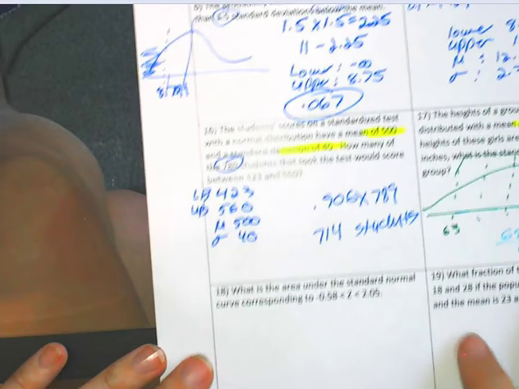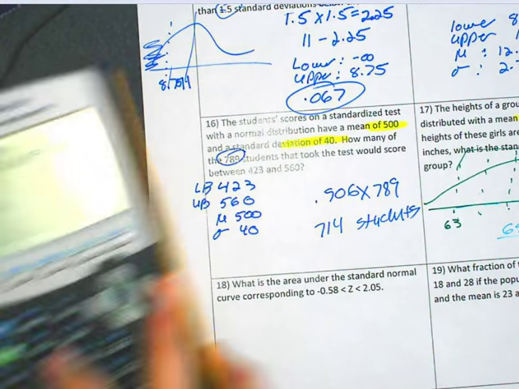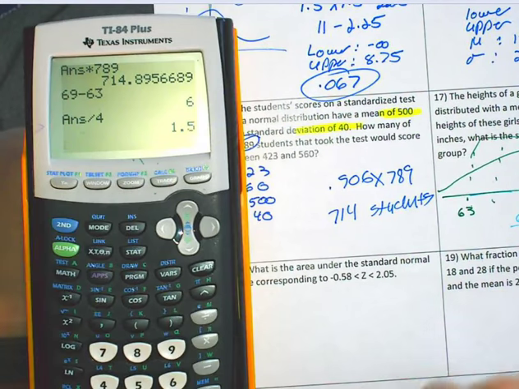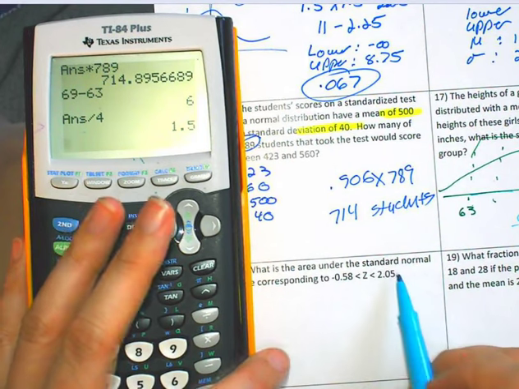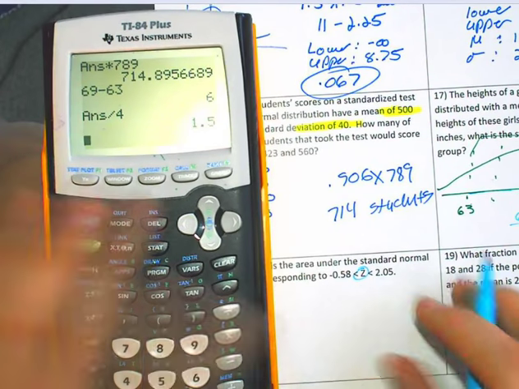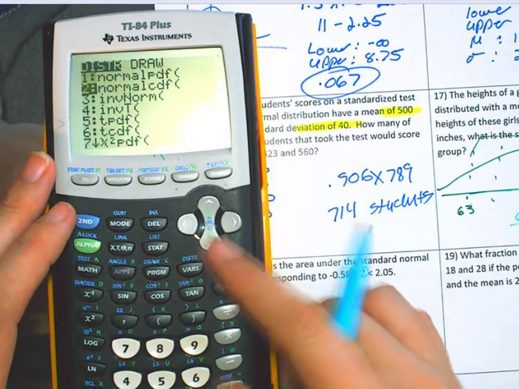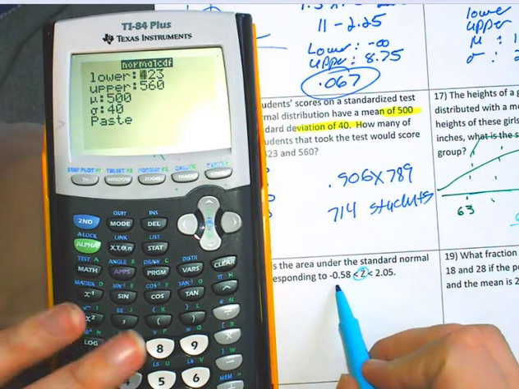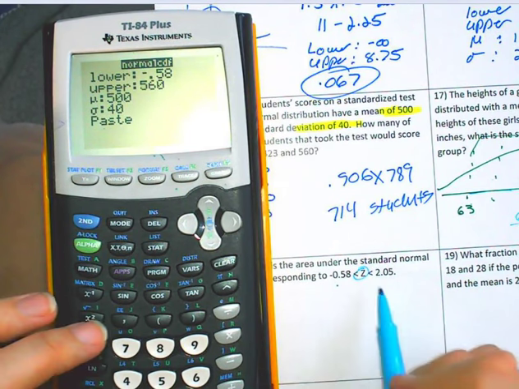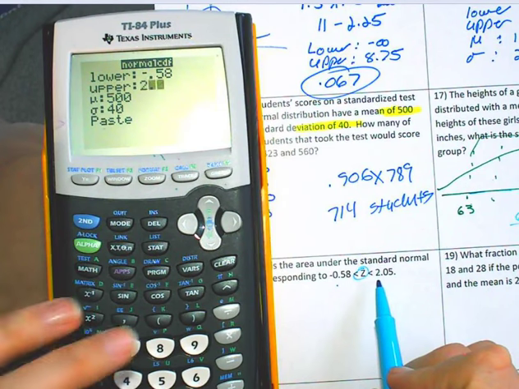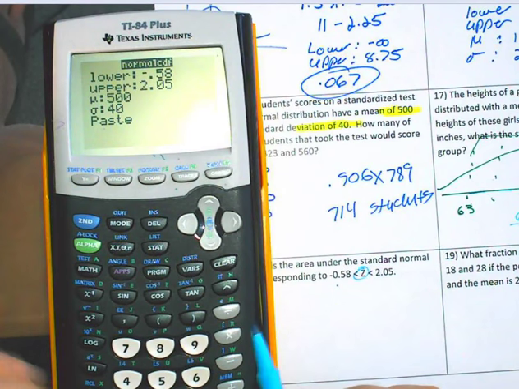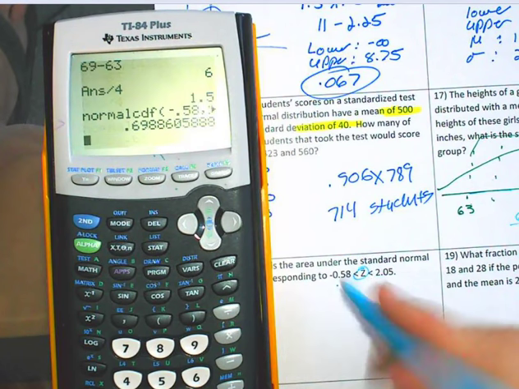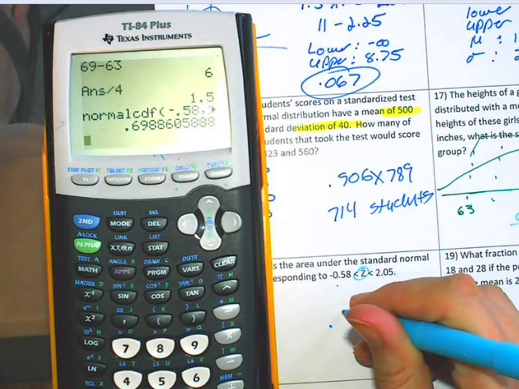All right, what is the area of the standard normal curve corresponding to negative 0.58 and 2.05? Okay, for a standard normal curve, if they're giving you z-scores, then you can go into normal CDF. My lower bound is negative 0.58. My upper bound is 2.05. When it gives you z-scores, though, your mean is 0, your standard deviation is 1. Enter, and that gives 0.699.